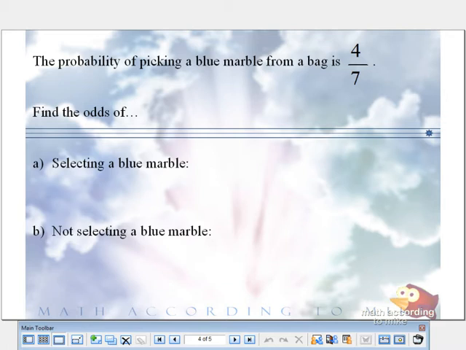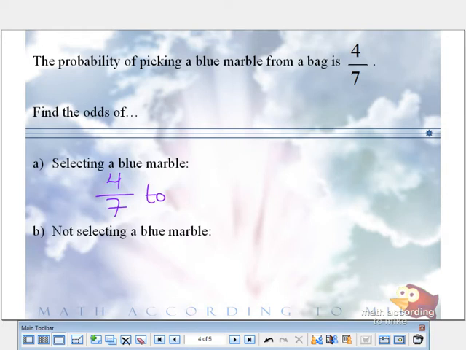4/7. Remember, with a probability fraction, the numerator has to be less than or equal to the denominator, so it can't be 4/3. Oh, who said 4/3? Oh, you went ahead. Okay, then it blended together in my ears. All right, that's in purple.